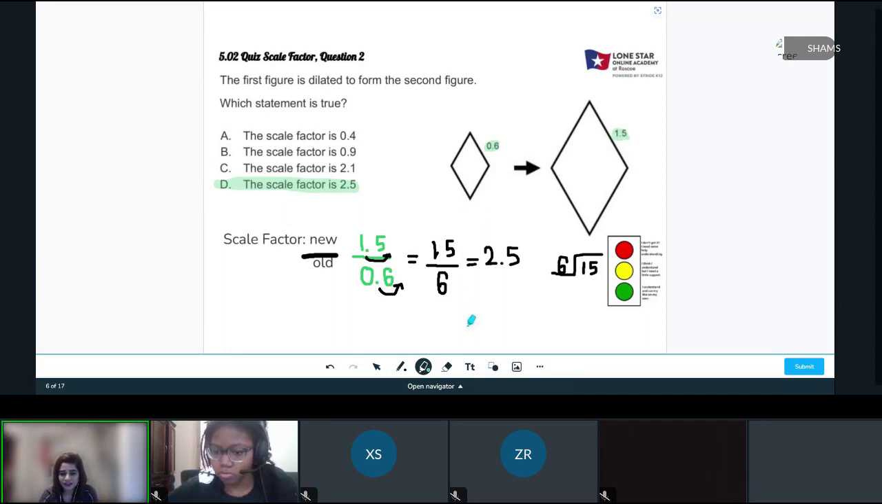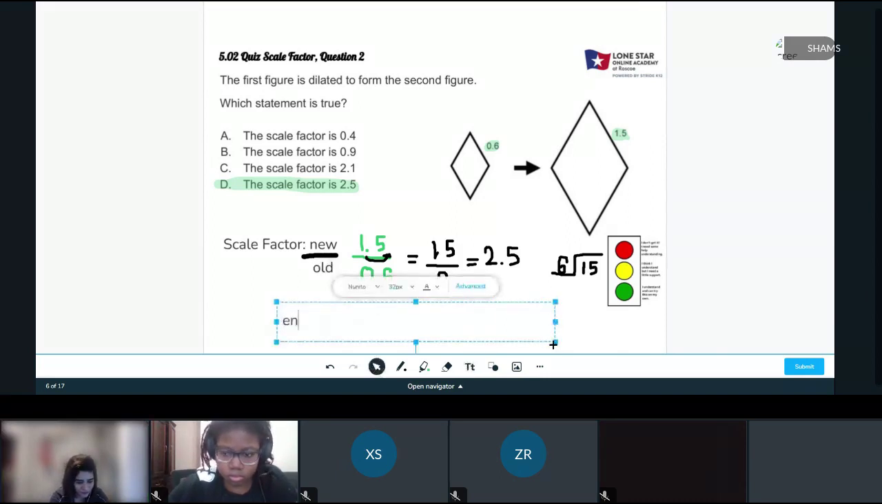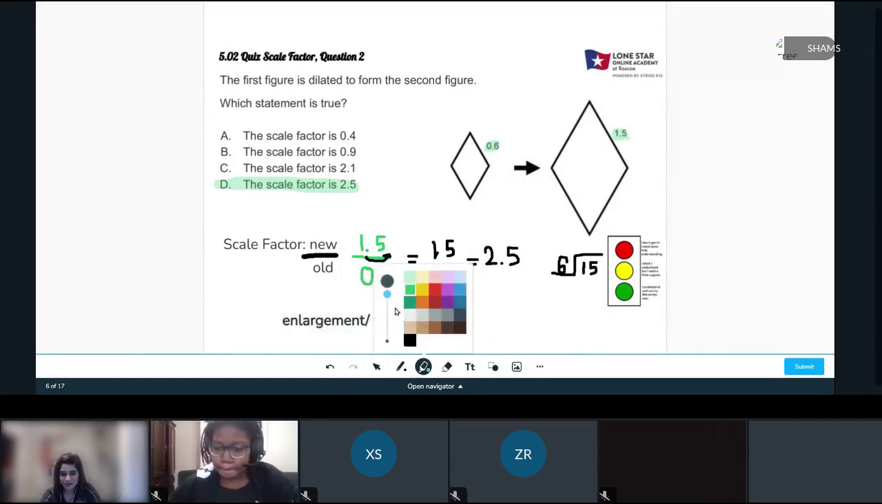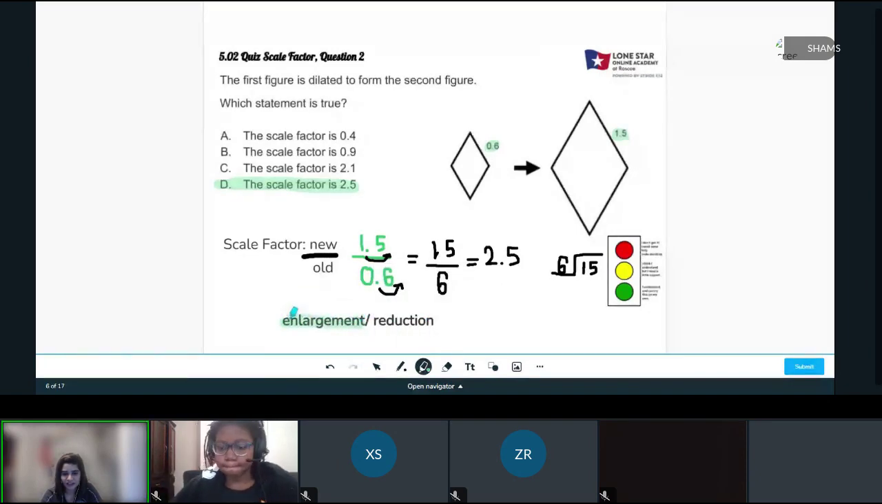Then think about, is it going to be enlargement or reduction? Is it getting bigger or smaller? Enlargement or reduction? Xavier believes it's enlargement. Excellent. Very good. It is enlargement. Yes, it is. The shape got bigger. And see, the scale factor is also greater than 1. Greater than 1 means it's going to get bigger.